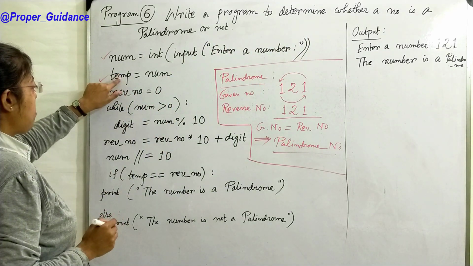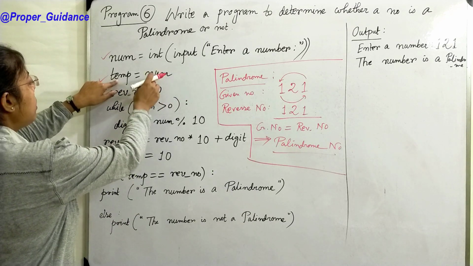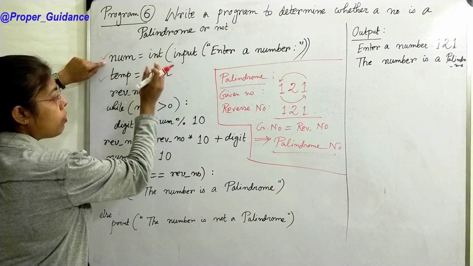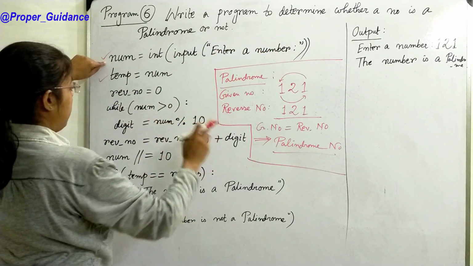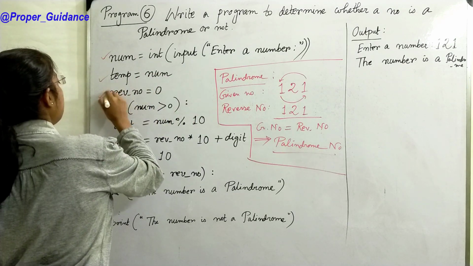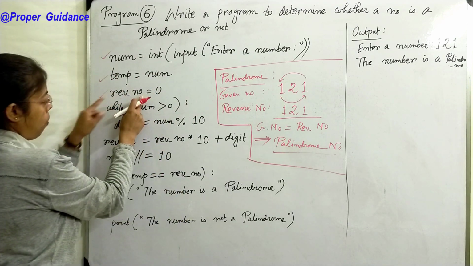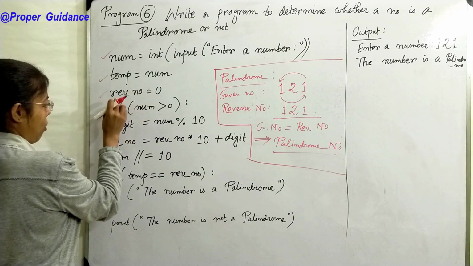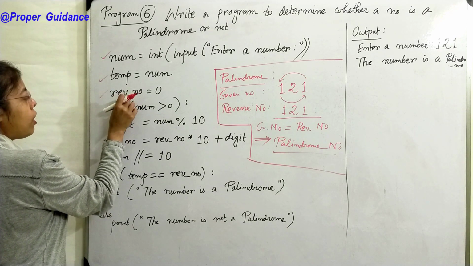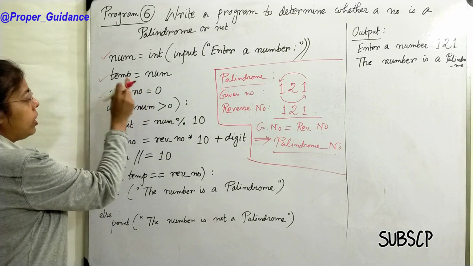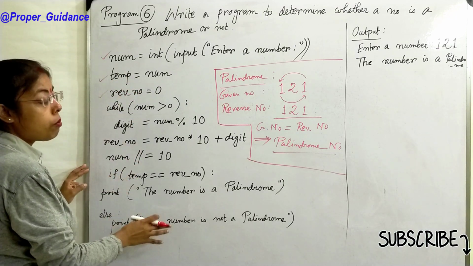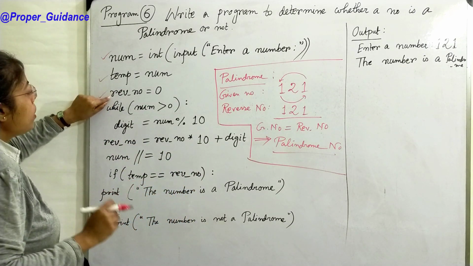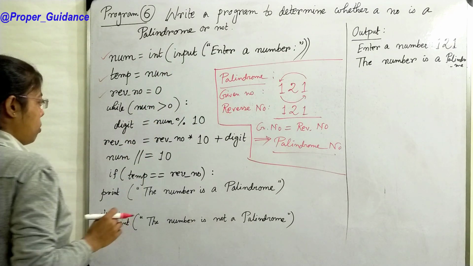Next variable is temp. In temp we assign num. Num means the value which is given as an integer value by the user, and temp equals num. Then there is another variable, rev_num. Rev num means reverse number. In short, I write it like this, the initial rev underscore num is 0. Whenever I go through the program, I will say it as reverse number. So reverse number equals 0. This is assigned as 0.